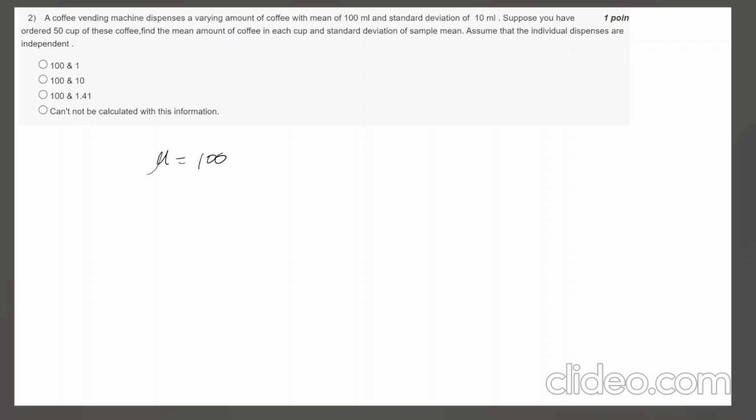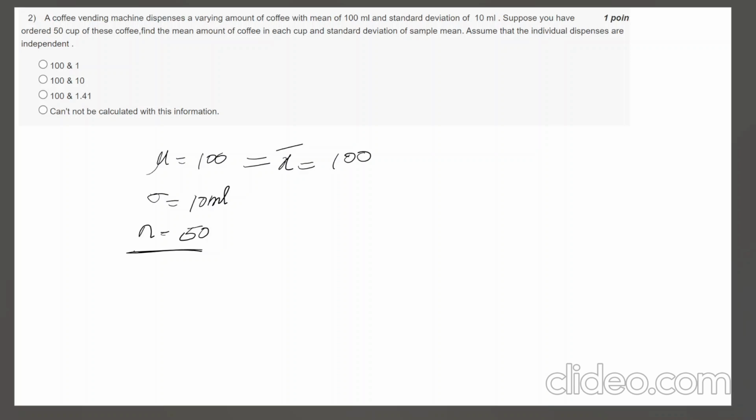So this is the population mean and population standard deviation. We are ordering 50 coffee cups, which means we are taking a sample of 50. Find the mean amount of coffee in each cup and the standard deviation of the sample mean. First they are asking the mean. As we know, the population mean is equal to the sample mean, so that can be written as 100. That's the sample mean.